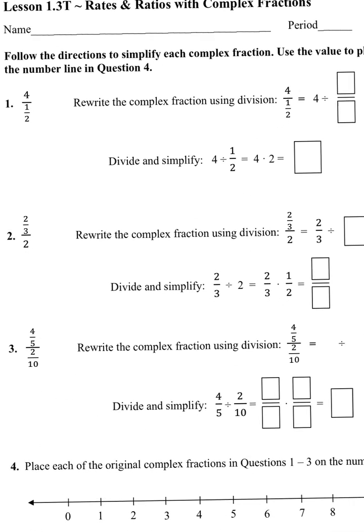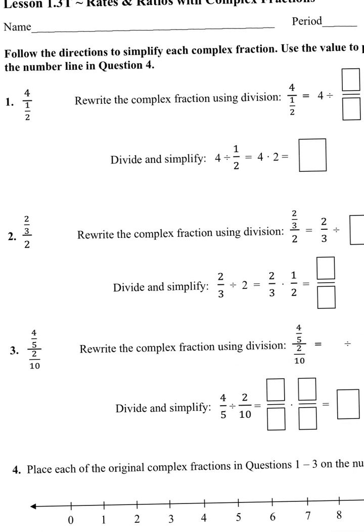Number 1 says rewrite the complex fraction using division. So you've got 4 over the fraction 1/2. What they're doing here is rewriting it: they take the numerator 4 and set it to the left of the division sign, and the denominator 1/2 they rewrite to the right of the division sign, so 1/2.